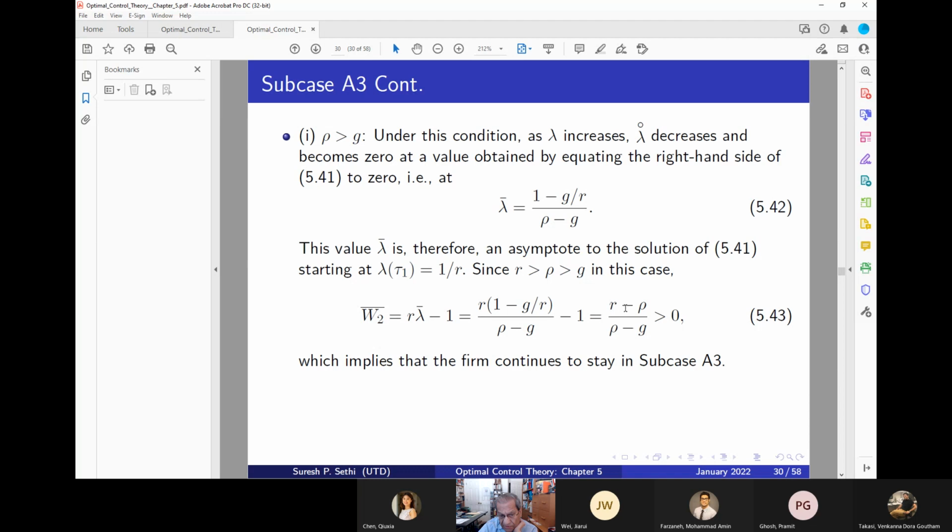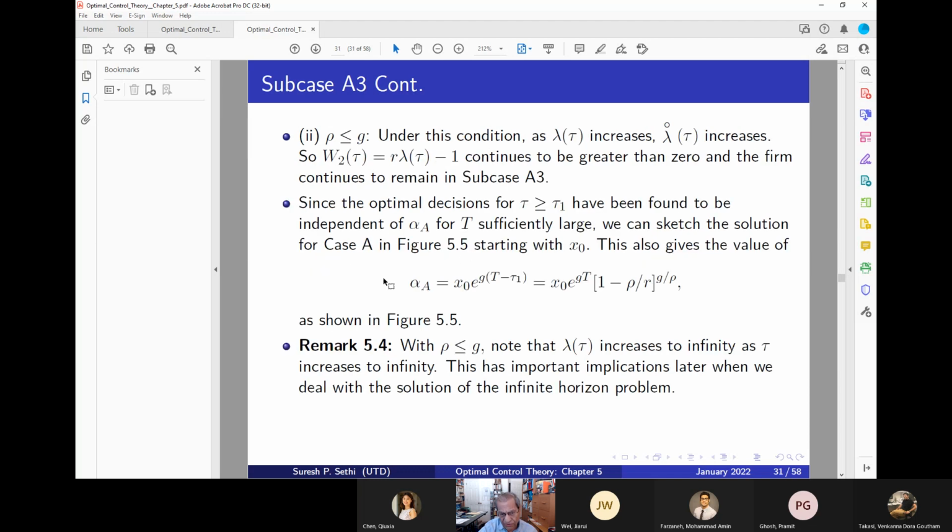So w2 stays bigger than 0 all the way to infinity. So it will certainly stay bigger than 0 all the way to capital T. So we will stay in subcase A3, and the problem is solved. No matter how large the value of T is, we have solved the problem in this case.